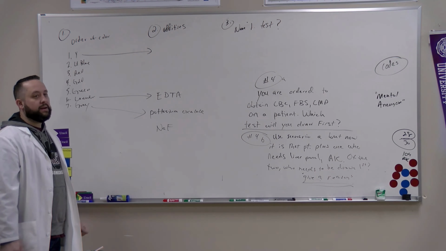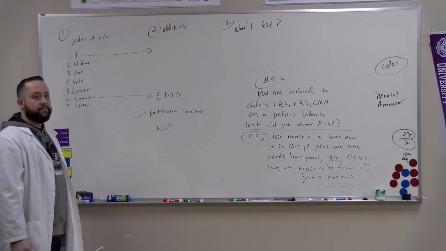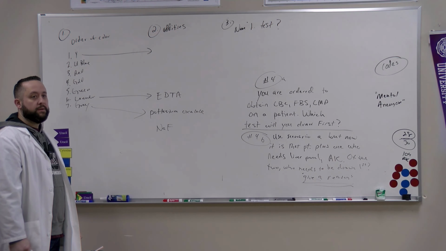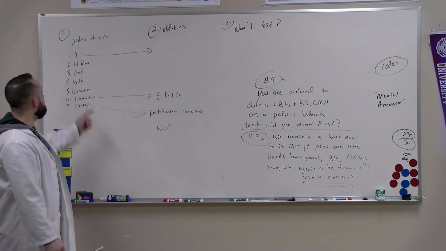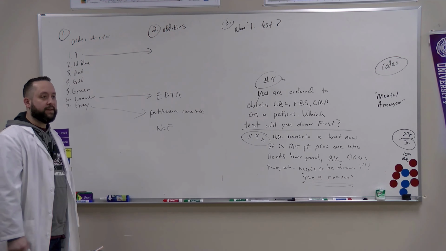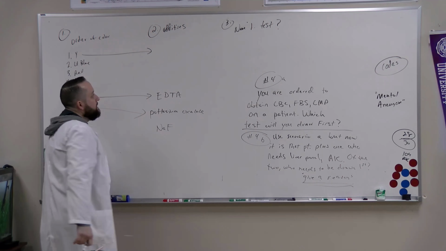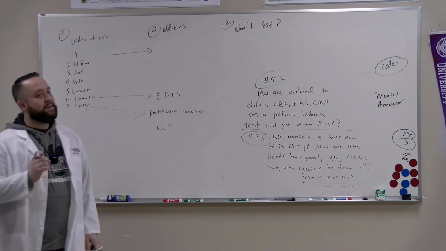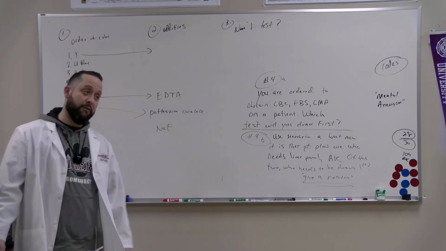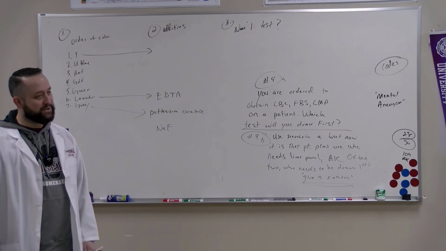What else did you get for additives? I put EDTA on yellow. I was that confused. Two of them don't even have additives or have inert stuff. Like, I put sterile on yellow. I'm not going to give you any points for that because there is an additive in yellow. It's sterile.